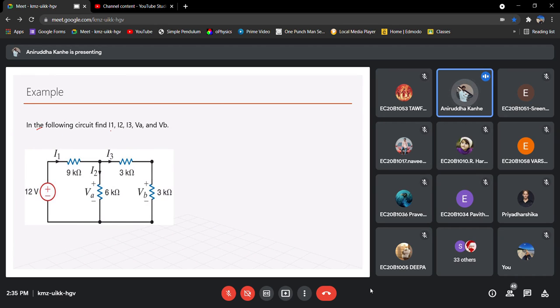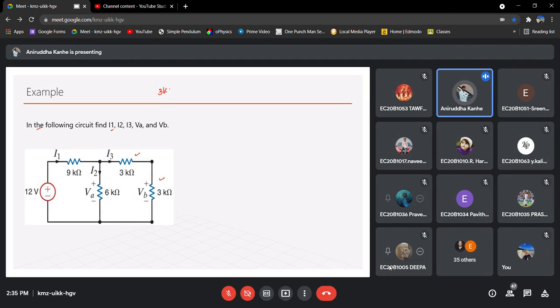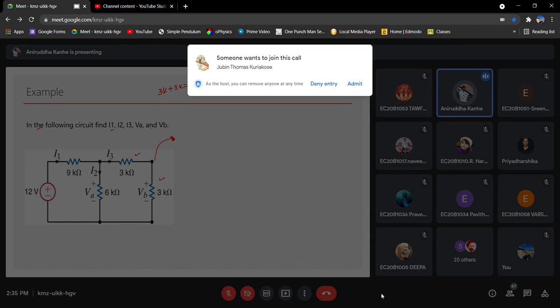So let us assume that we are interested in calculating the currents I1, I2 and I3, and the voltages VA, VB. One way which we have so far discussed is to merge all the resistances. So 3K is in series with 3K, which leads to 6K. There are various methods that we'll see in the subsequent sections, but based on what we have studied so far, I'm going to discuss this example, and then we'll go for the loop method and nodal analysis method.